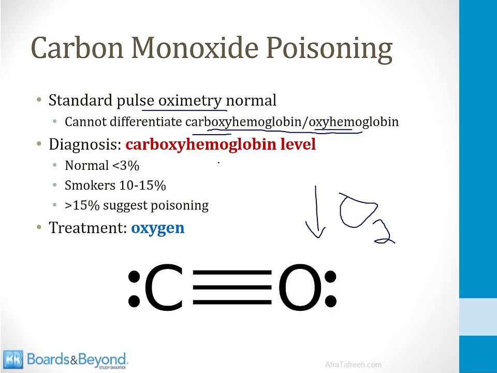The way you make the diagnosis is by measuring a carboxyhemoglobin level. A normal level is less than 3%. Smokers always have slightly elevated levels, like 10 to 15%. It's super high yield to know this for your boards. A level greater than 15% suggests carbon monoxide poisoning. And the treatment is oxygen. If you put lots of oxygen into the lungs and into the blood, it will push all those carbon monoxide molecules off, and they will be exhaled, and things will go back to normal.